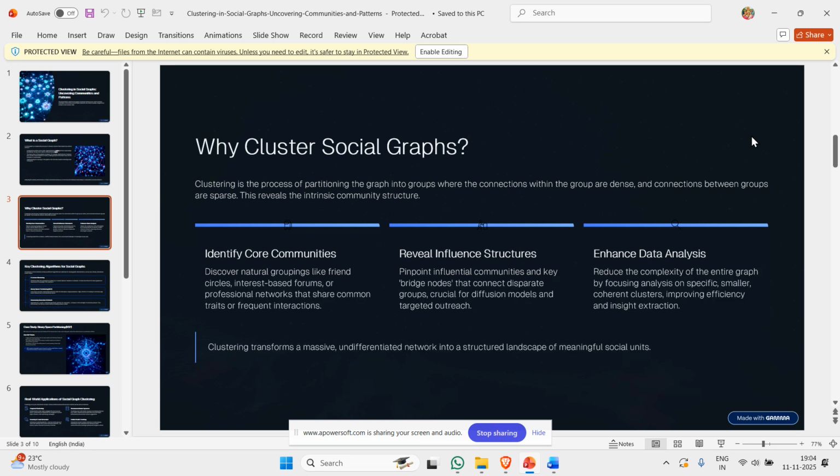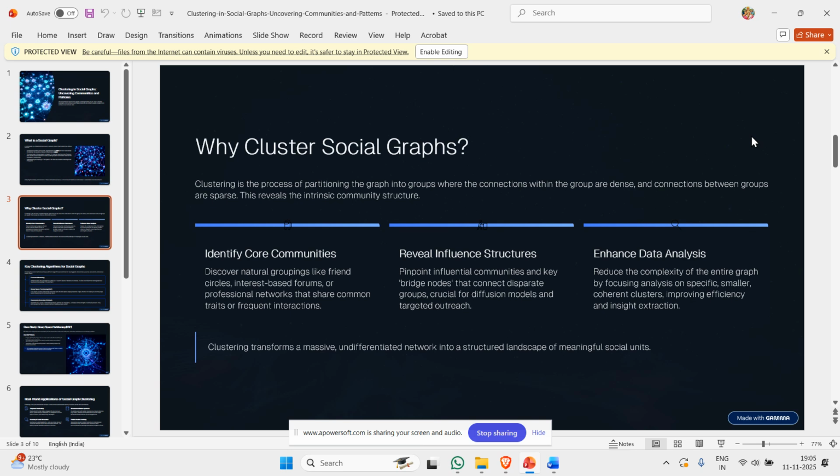Why cluster social graphs? Clustering is the process of partitioning the graph into groups where the connections within the group are dense and connections between groups are sparse. This reveals the intrinsic community structure. Identify core communities. Discover natural groupings like friend circles, interest-based forums, or professional networks that share common traits or frequent interaction.